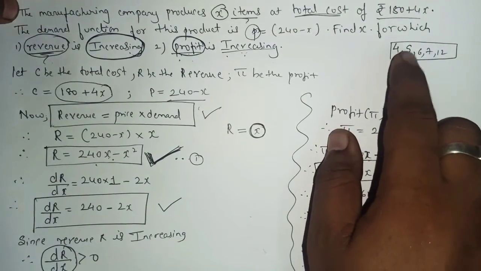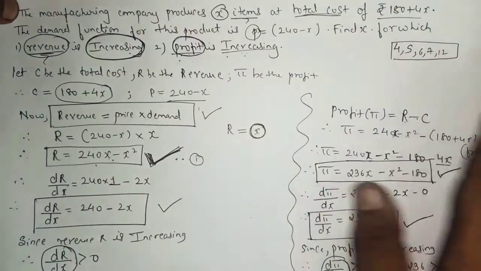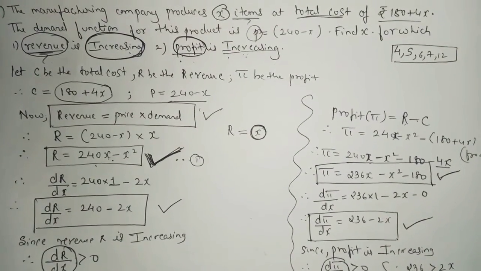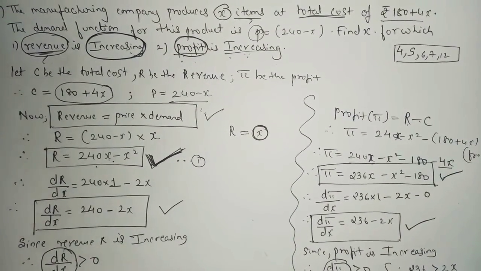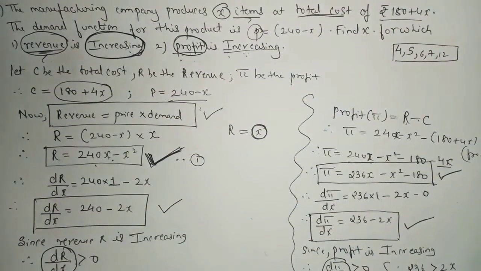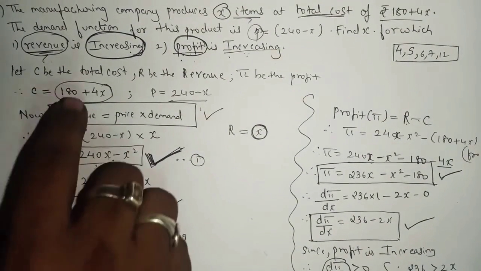Among the exercise sums 4th, 5th, 6th, 7th and 12th, it is very important to solve them. Once again I will explain this sum, as this sum was a little different from the previous three sums.